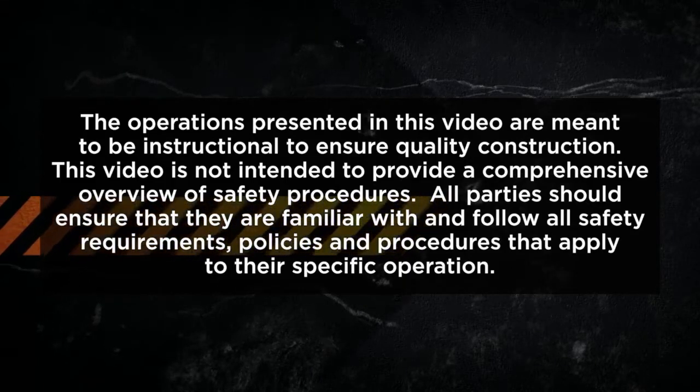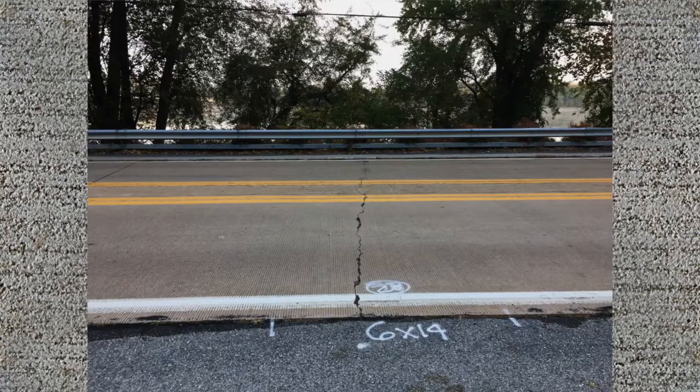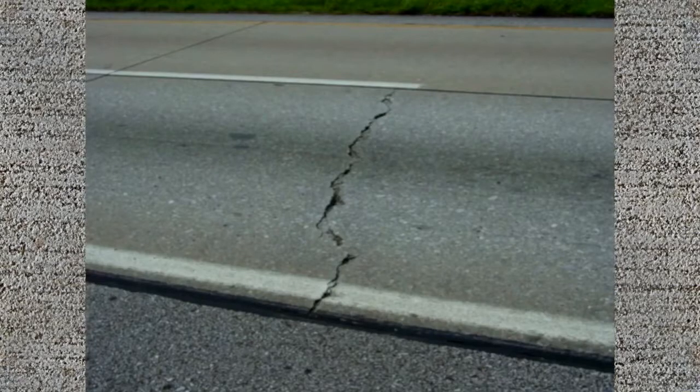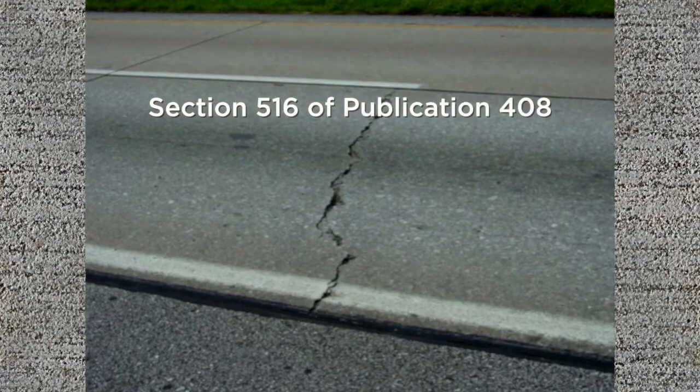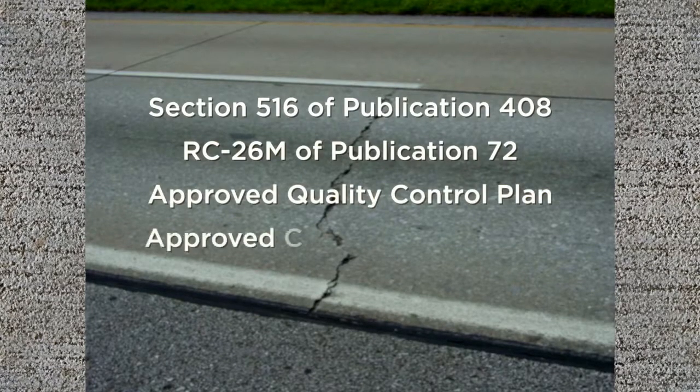Concrete pavement patching is the full depth repair of concrete pavements using either normal strength or accelerated strength concrete. Patches are constructed at a minimum of 1 lane width and 6 feet in length. The applicable documents needed for concrete pavement patching are Section 516 of Publication 408, RC 26M of Publication 72, Approved Quality Control Plan, and Approved Concrete Mix Design.